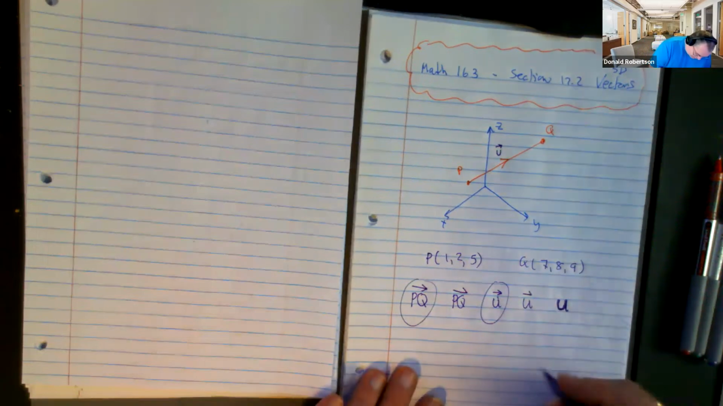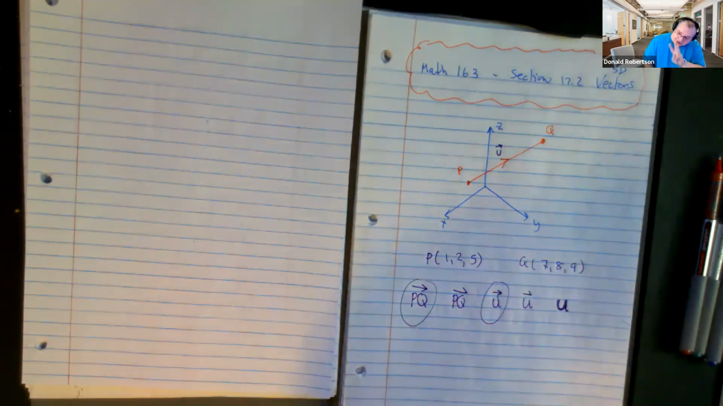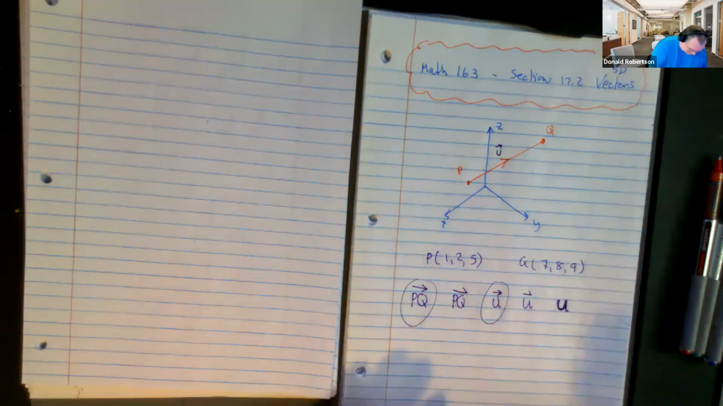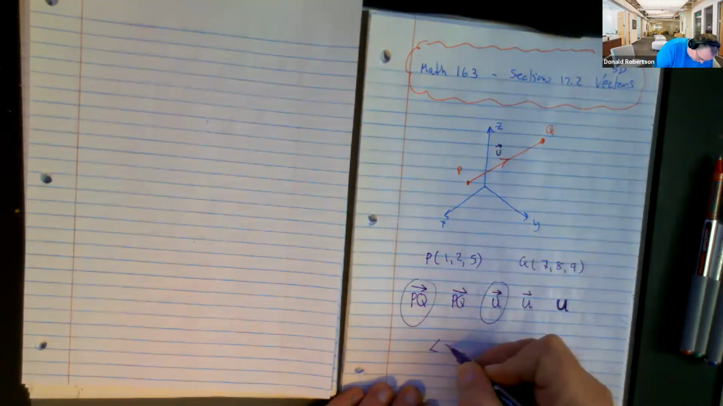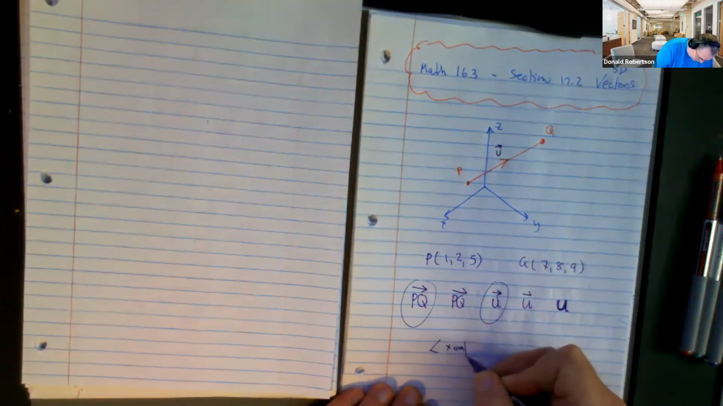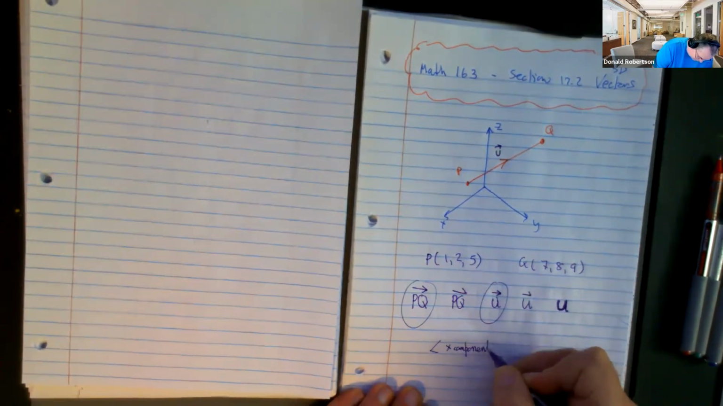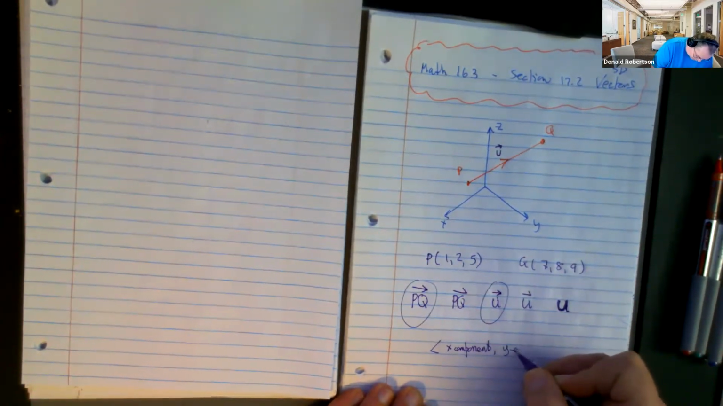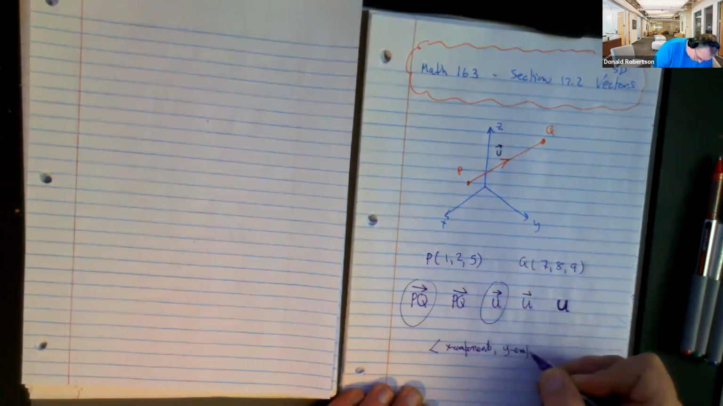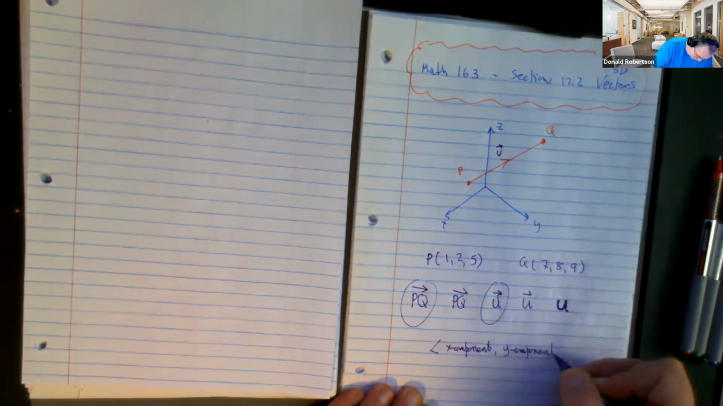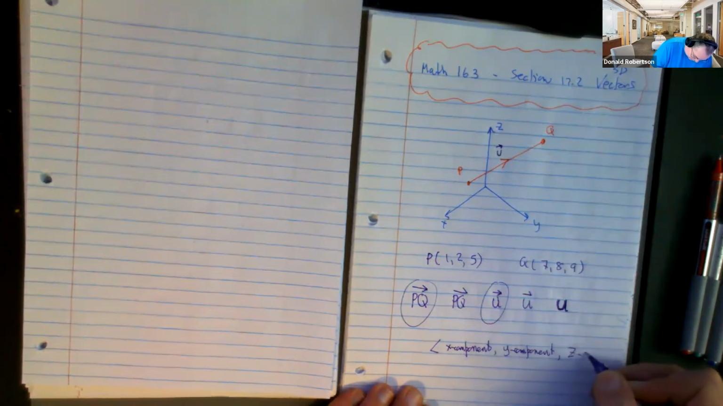So how do I find the vector? It's 3 numbers. A vector in 3D is 3 numbers. The first number is called the x component. The second number is called the y component of the vector. Not surprisingly, the third one is called the z component.